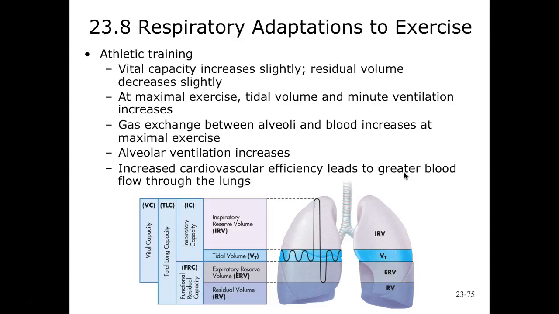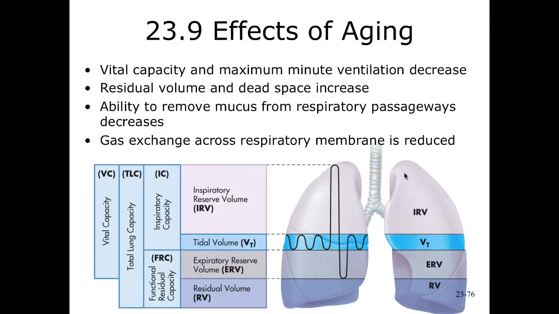We're also going to have at our maximal exercise level our tidal volume and minute ventilation that will increase. And our gas exchange between our alveoli and our blood is going to increase. So we're more efficient in exchanging that gas there. And alveolar ventilation is going to increase. Increases in cardiovascular efficiency is leading to a greater blood flow through our lungs. And the last thing we're going to talk about are the effects of aging on our respiratory system.